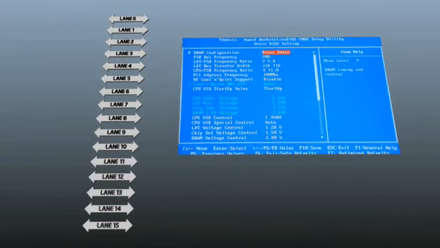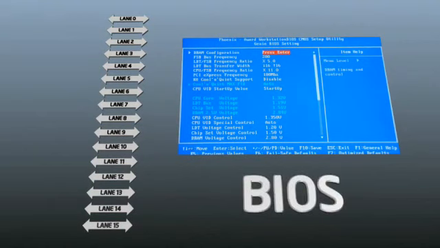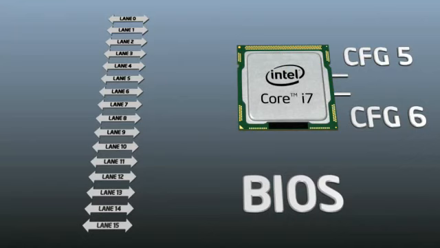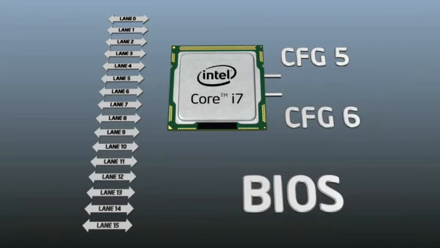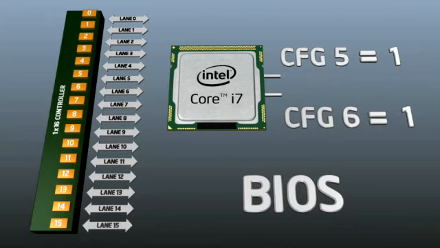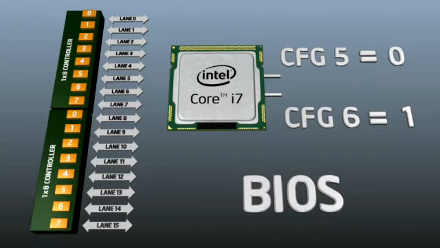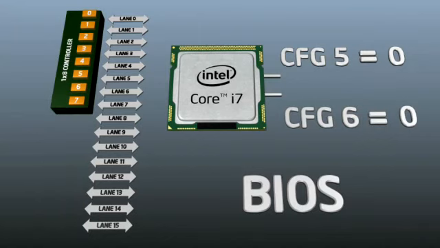The configuration of the CPU PCI Express bus is statically determined by the BIOS prior to initialization. The BIOS determines the configuration by looking at the presence detect pins on the CPU, called CFG6 and 5. When CFG6 and 5 both have a value of 1, the controller operates in 1 by 16 mode. When the value of CFG6 is 1 and the value of CFG5 is 0, the controller operates in 2 by 8 mode. When CFG6 and 5 both have a value of 0, the controller operates in 1 by 8 plus 2 by 4 mode.